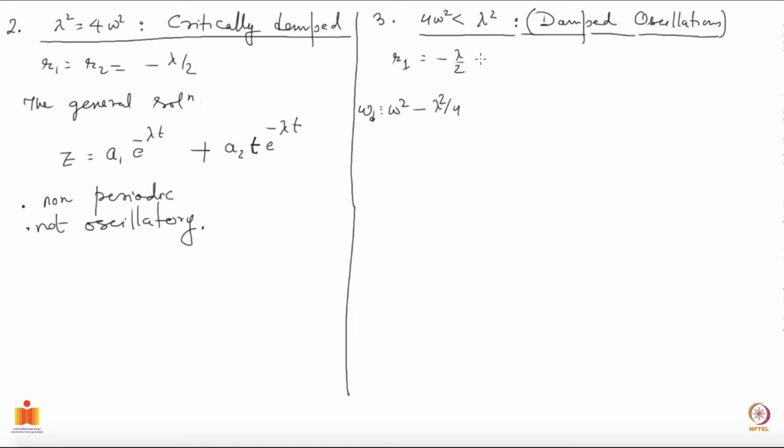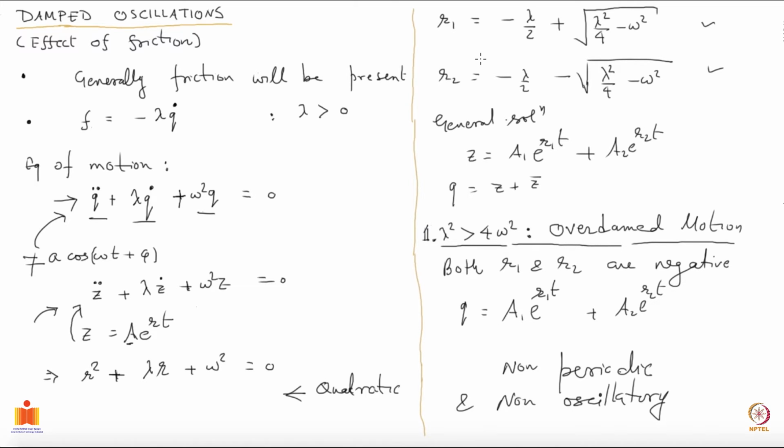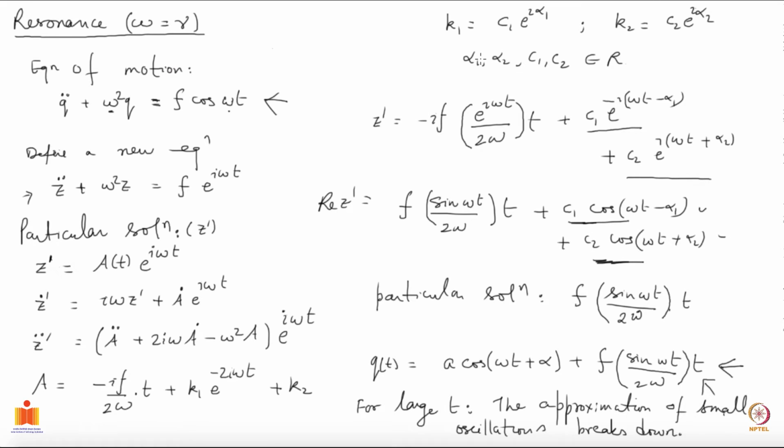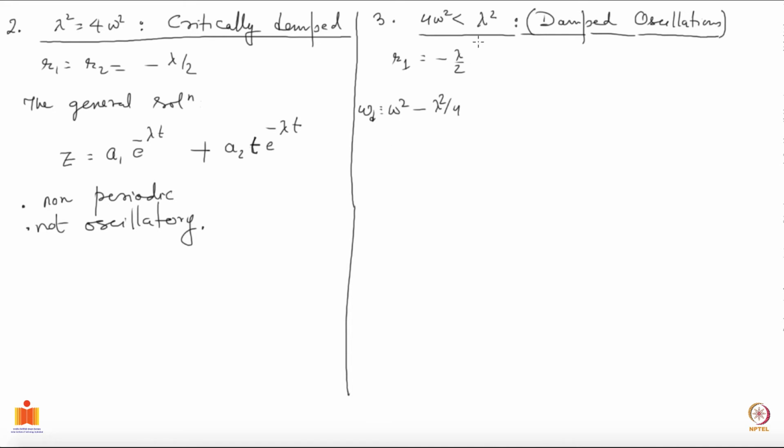Okay, with that definition, what do I get? I get R1 to be minus lambda over 2 plus i omega d, and my R2 will be minus lambda over 2 minus i omega d. I should have put a square here. Okay, so these are the two complex conjugate roots, and the solution is easy to construct now.